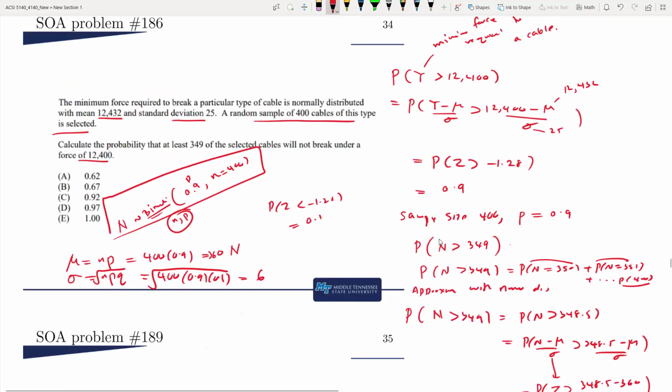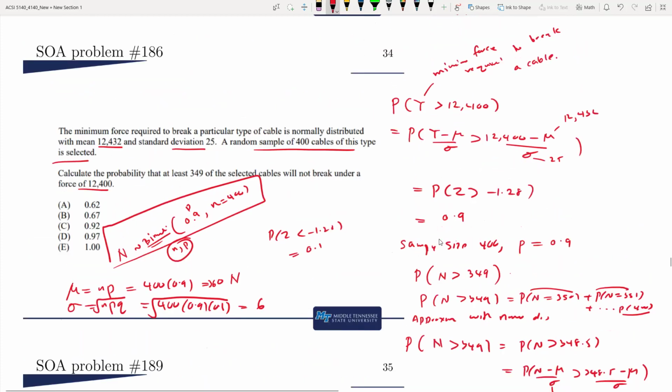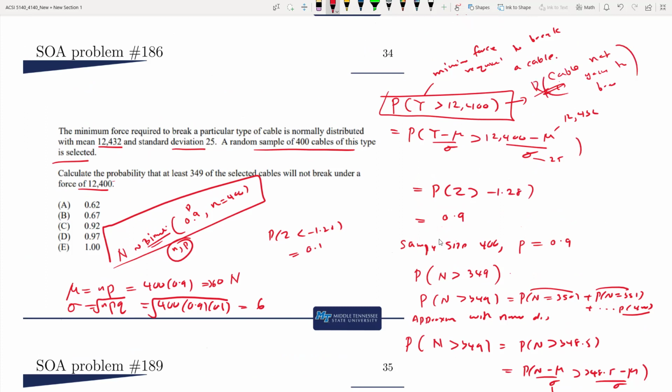So first we calculate the probability of a given cable not breaking under force of 12,400. So y is the minimum force required to break the cable. So this means basically this probability, because it's more than 12,400, y is basically this means the cable is not going to break. That's the probability for that. So that's the probability is 0.9.